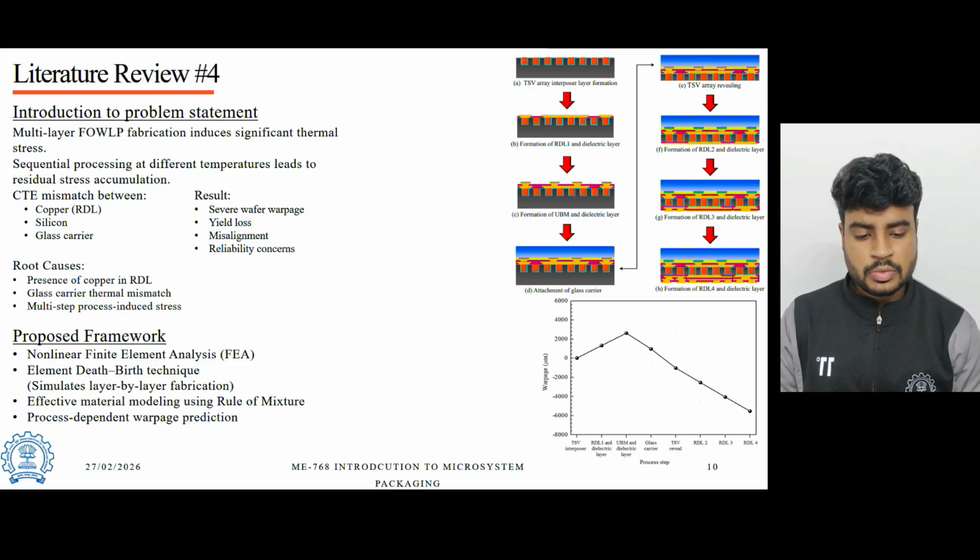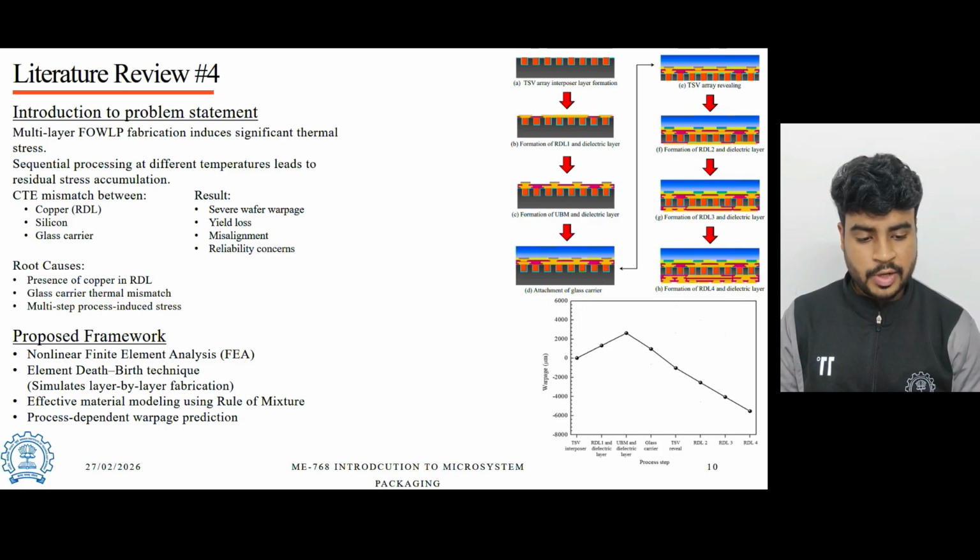The main contributors to this warpage are the presence of copper in the RDL and thermal mismatch between silicon and glass carrier. As a result, severe wafer warpage occurs, along with yield loss, misalignment and reliability concerns. So the authors have proposed a framework to understand this behavior.